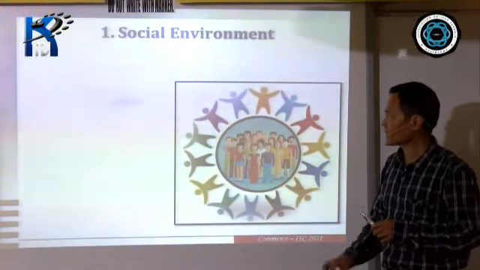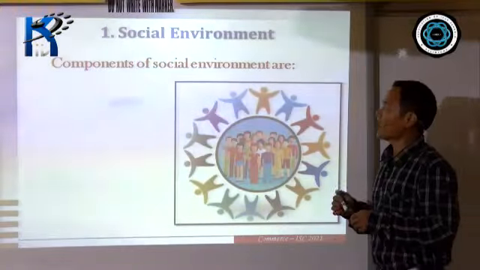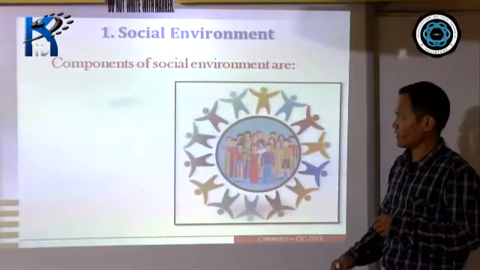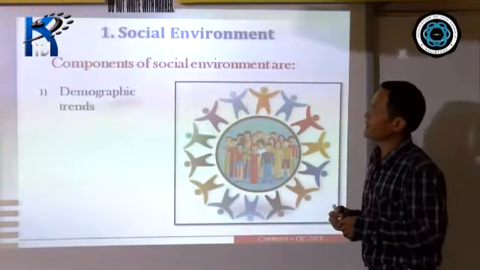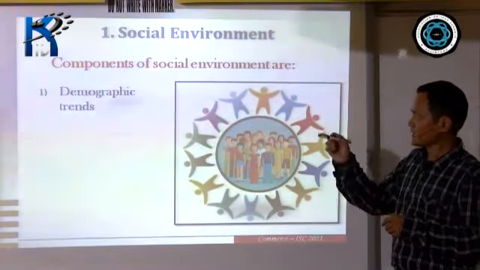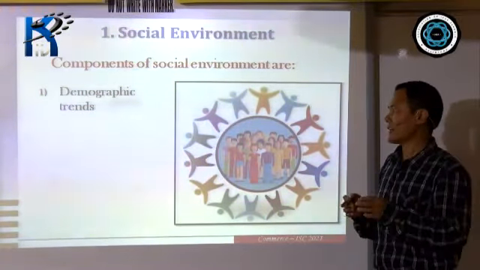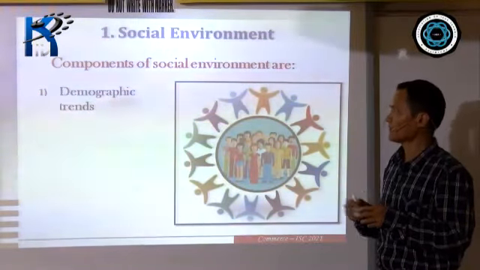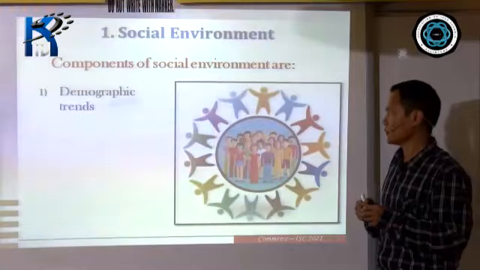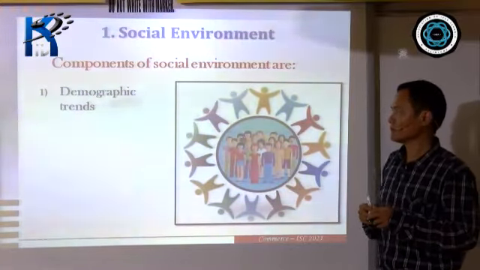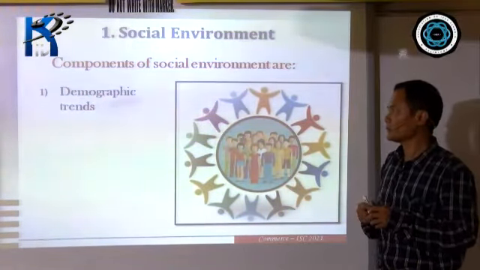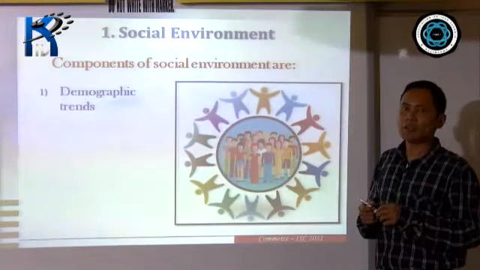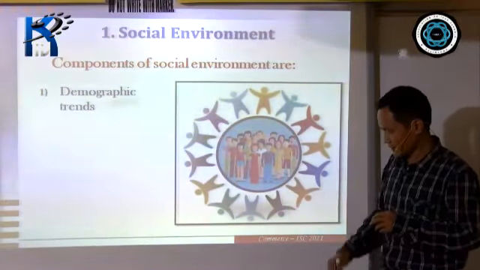Now, let us understand some of the components of social environment. Number 1, demographic trends. It includes the size and the distribution of population in the society. It also includes the age composition, the male-female ratio, the life expectancy of the people in the society, etc.